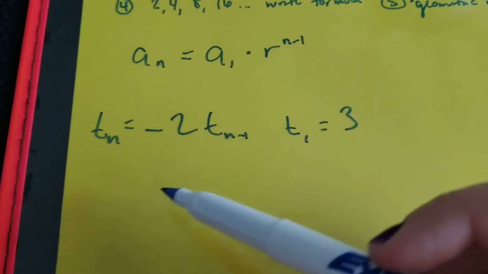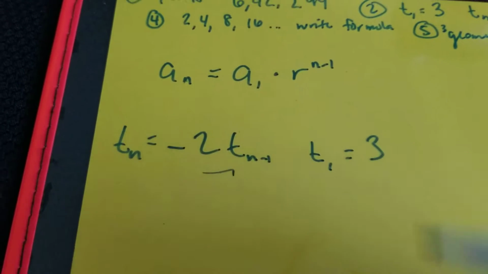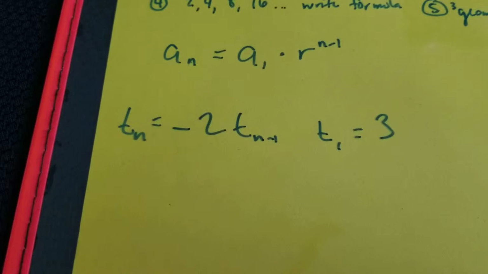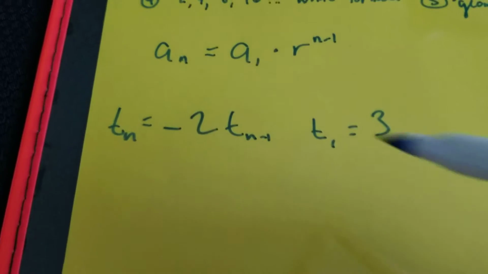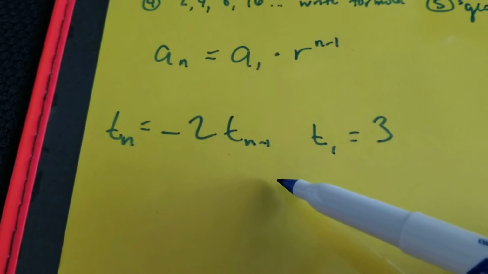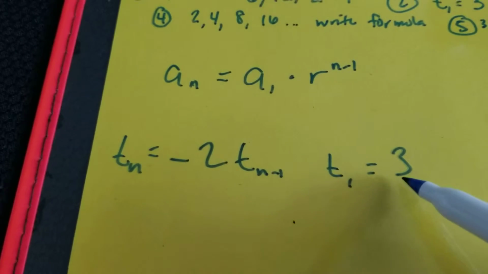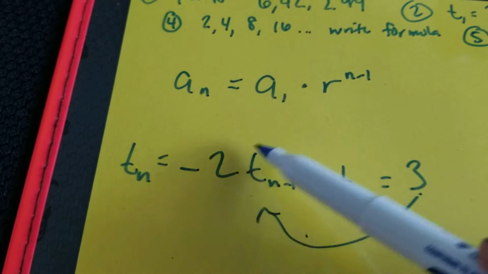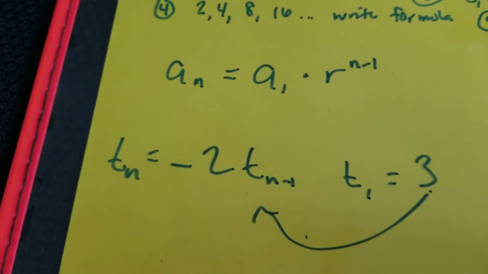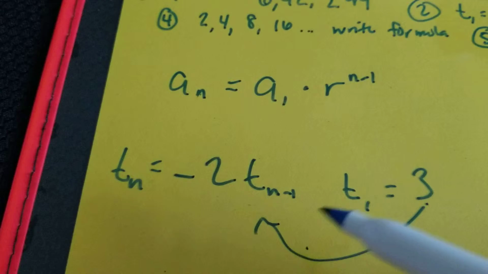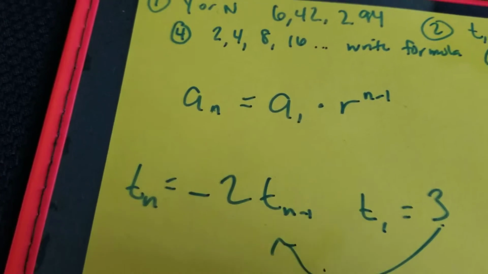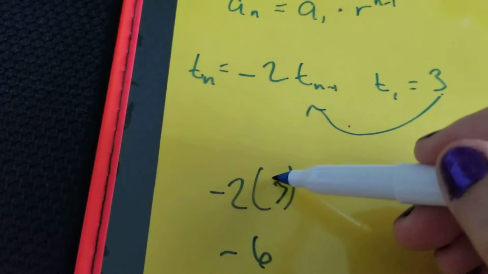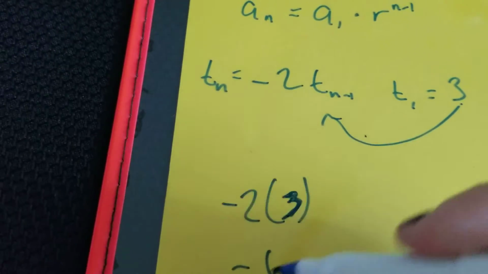But yeah, so they give us the formula, they give us the first term, and they want us to find the first 4 terms. Okay, so it's the same thing as the other worksheets when we were doing arithmetic. So you're just going to get the 3, multiply it into the t sub n minus 1, because that would give you the second term. So we have negative 2 times 3, which gives us negative 6. So this is our second term.